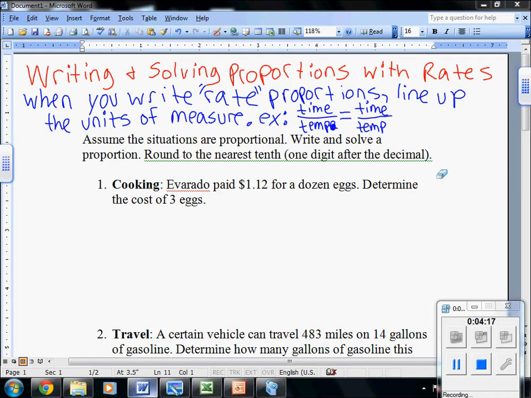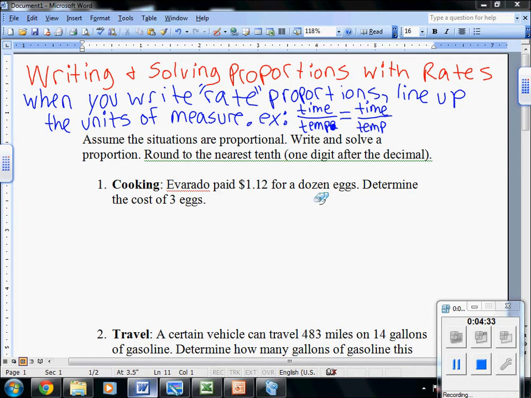So let's take a look at number one. Number one is all about cooking. It says, Everardo paid $1.12 for a dozen eggs. So that gives us some information. $1.12, that's a number. Dozen, that means 12. It says determine the cost of 3 eggs.